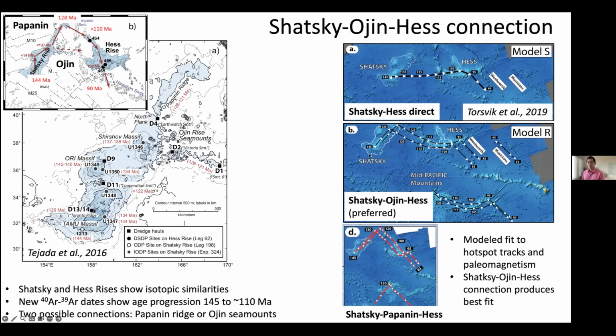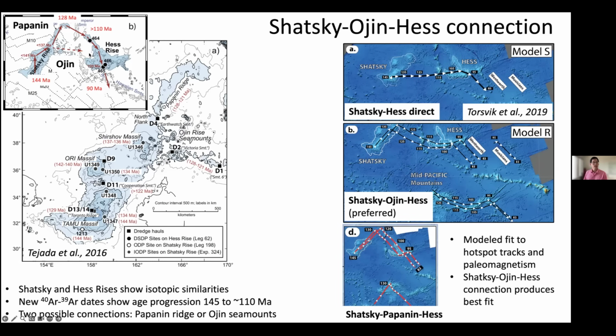In model B, and this was their preferred model, if the Shatsky and Hess rises were connected by the Ojin seamounts, they produced a hotspot track that would also fit well with the mid-Pacific Mountains. And the third model that, again, was not preferred was a Shatsky-Papanan and Hess connection that goes very far to the north and then back down to the south. And so this work suggested that the Shatsky-Ojin-Hess connection produces the best fit.